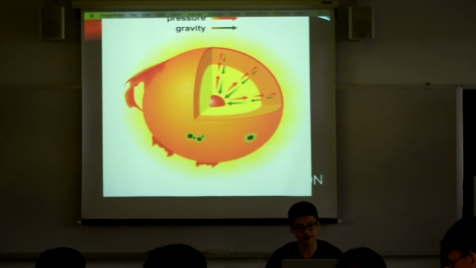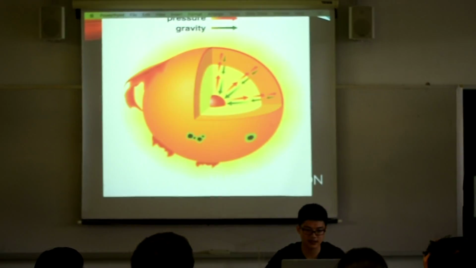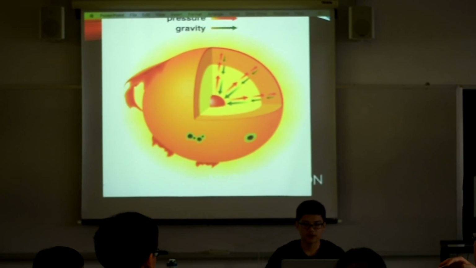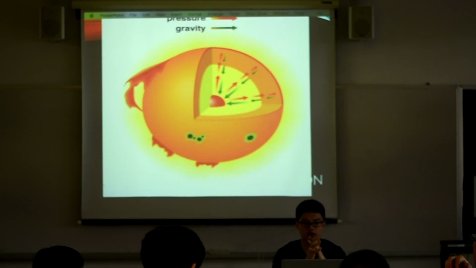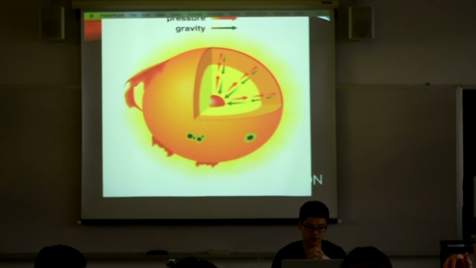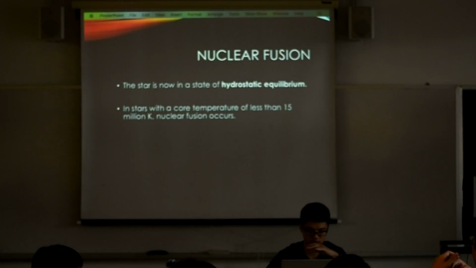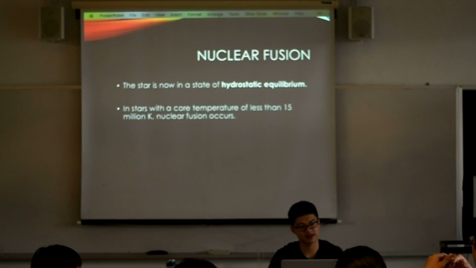Otherwise, if the two forces cannot reach equilibrium, the star will either become very, very large so that the temperature drops and stops the nuclear fusion, or it will be condensed together, as we can see in the part on the death of the star. The star is now in a state called hydrostatic equilibrium.